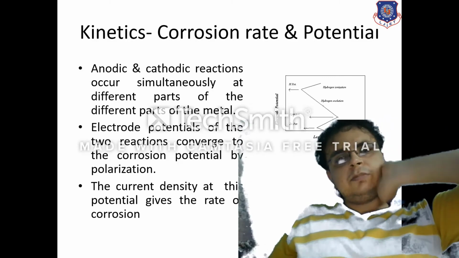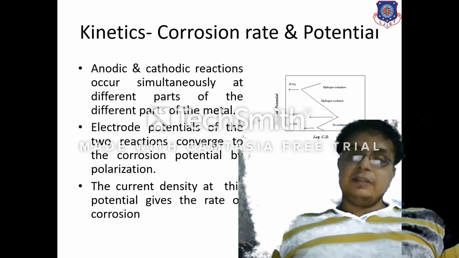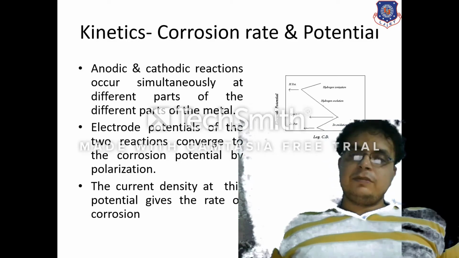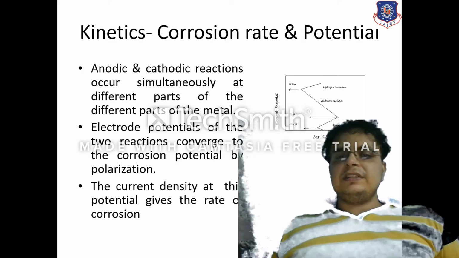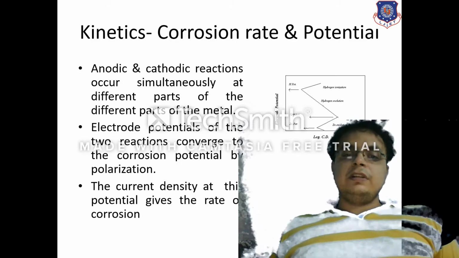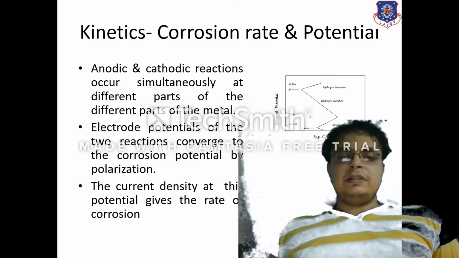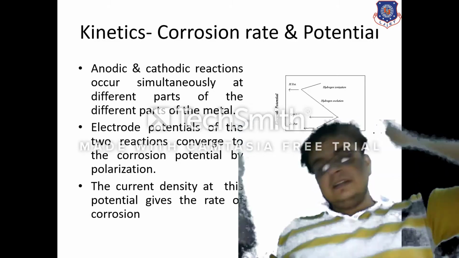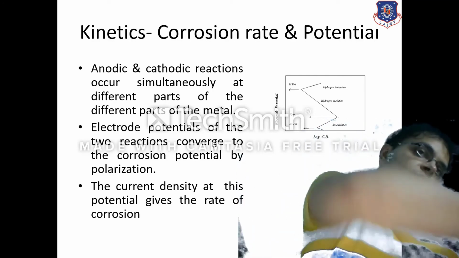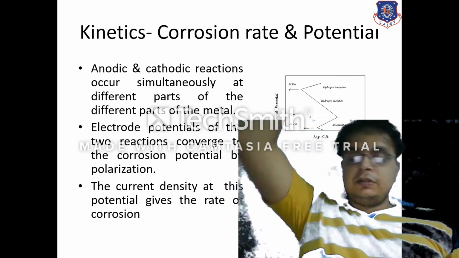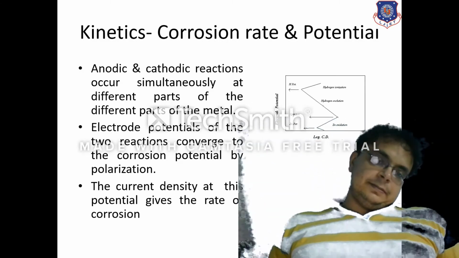So, corrosion rate and potential: the anodic and the cathodic reactions both occur simultaneously on different parts of the metal. Basically, the electrode potentials of the two reactions converge to the corrosion potential. The current density at this potential will give the rate of the corrosion. Means how much of the metal has been moved away and deposited at other places, and how much is the reduction in the metal.